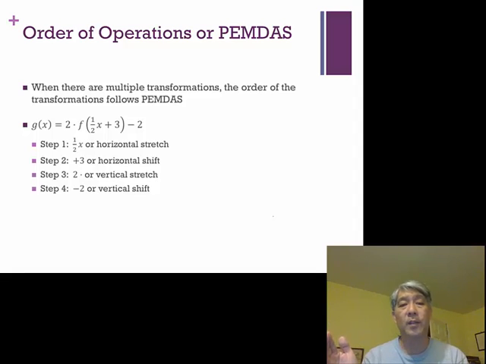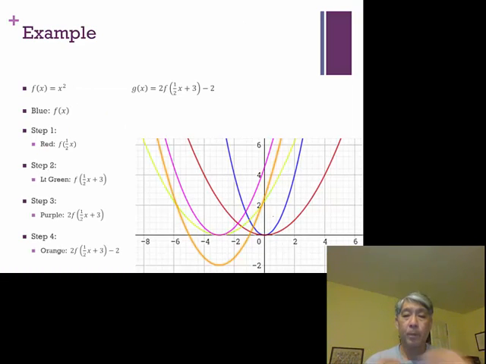Then I do the 2, because that's a multiplication, and that's a vertical stretch. And then I have the minus 2, which is a vertical shift, 2 spaces downwards. You would actually graph each one separately because it's hard to keep track of them all and it's impossible to do it in your head. If you did it as a table, it's not so bad. But this is what happens as you go through all the operations.